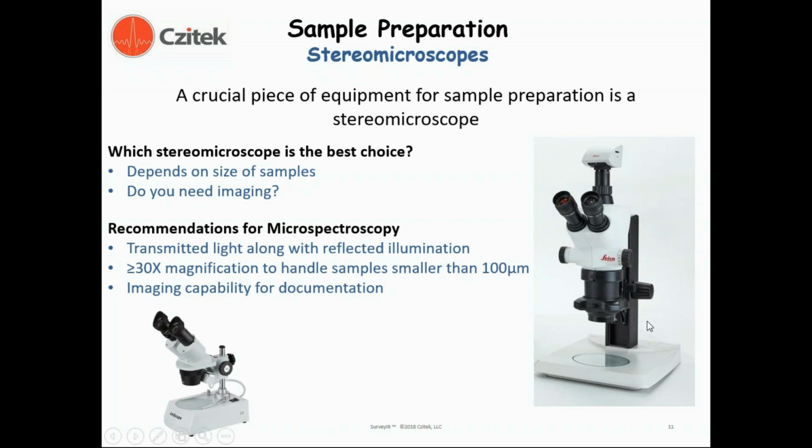More sophisticated systems like the Leica system shown on the right-hand side cost several $1,000s, but have a much larger range of magnification, more working distance, more flexibility, and a camera port to record images if you so desire. We need greater than 30x magnification in our stereo microscope to handle samples that are smaller than 100 micrometers. That's an important thing to remember.